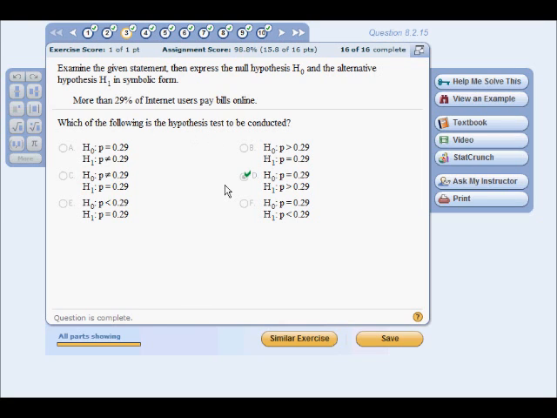Well, P is your symbol for population proportion. As we know, we have to set it equal to something, so our null is P equal to 29%. It's also saying that more than 29% of internet users pay their bill online, so our alternative hypothesis is P is greater than 29%. And again, obvious answer is obvious.